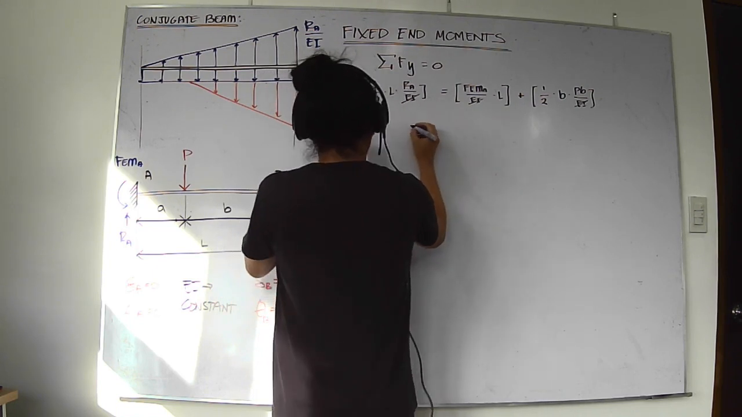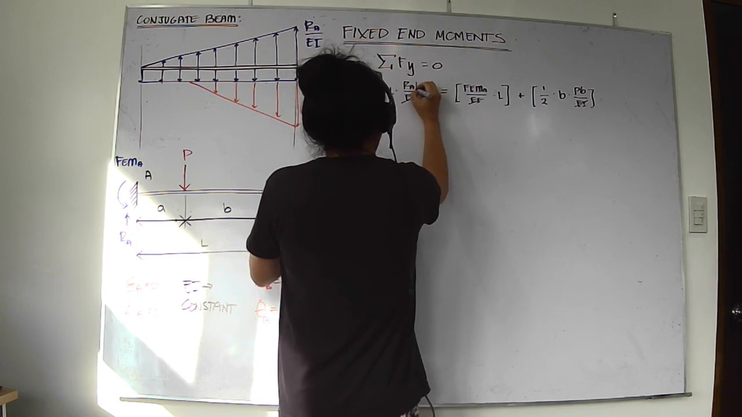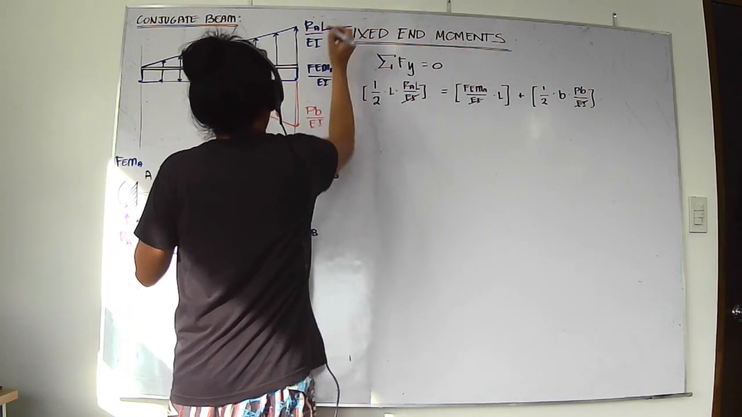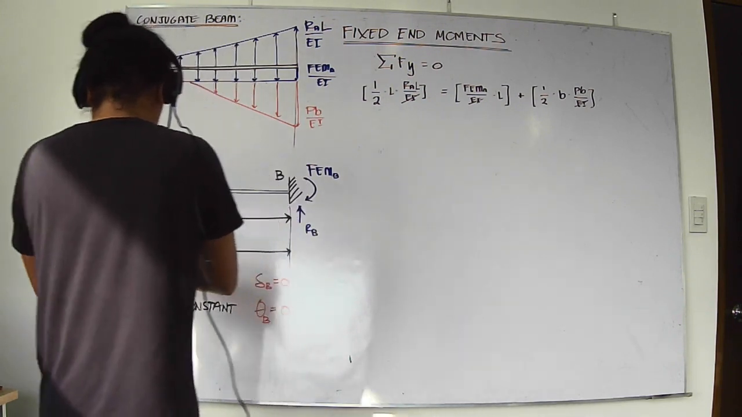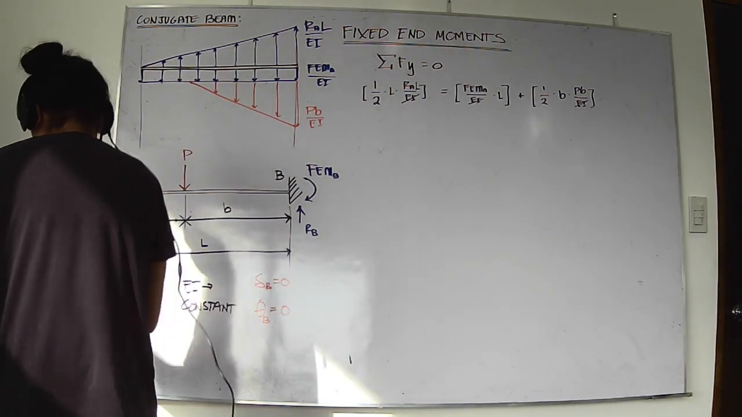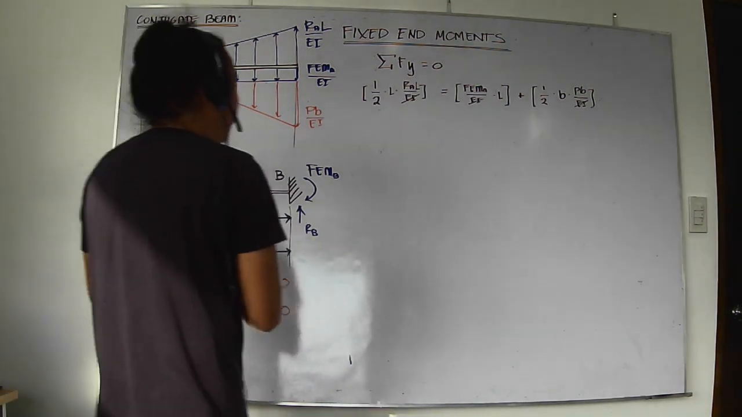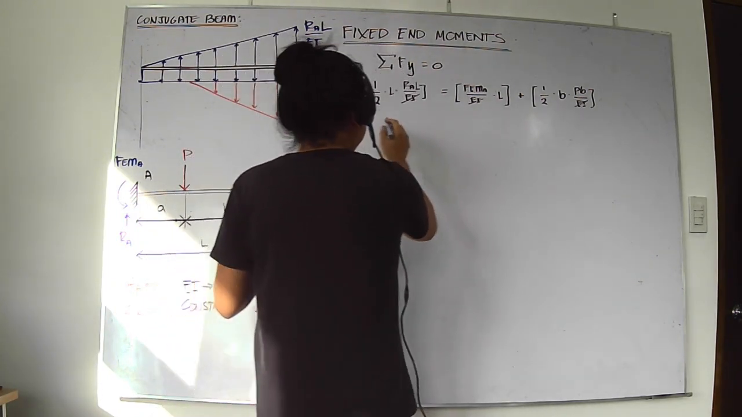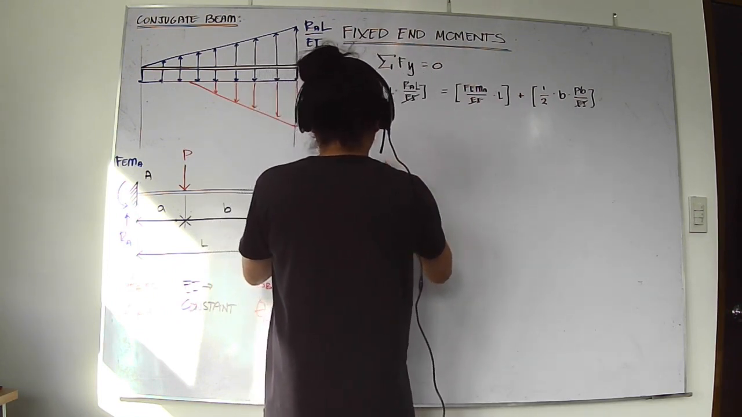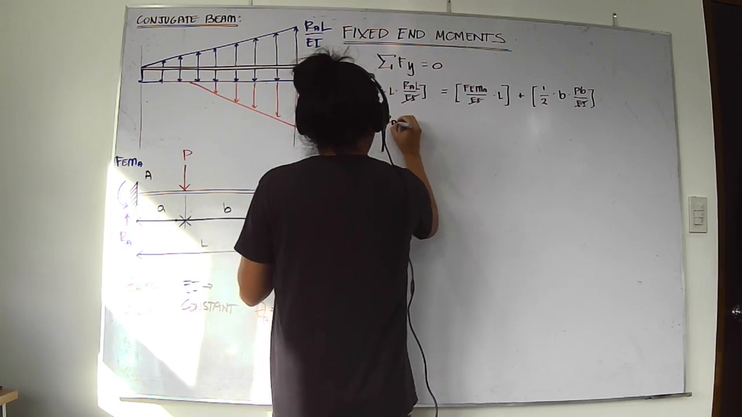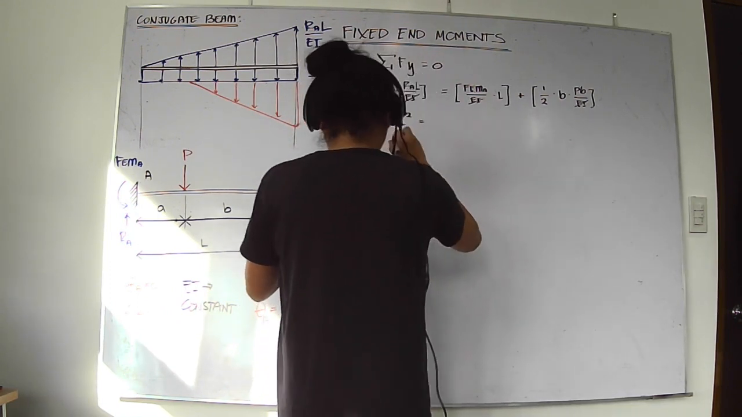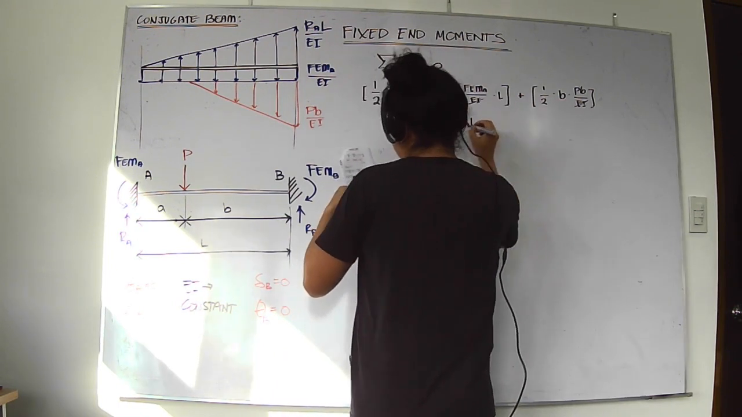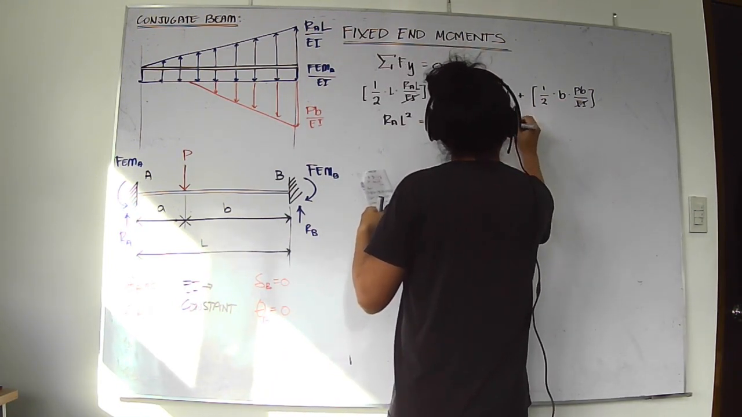So, RA times L, sorry, L. Anyway, if I simplify, that should be equal to RA L squared should be equal to 2 FEMA times L plus PB squared.